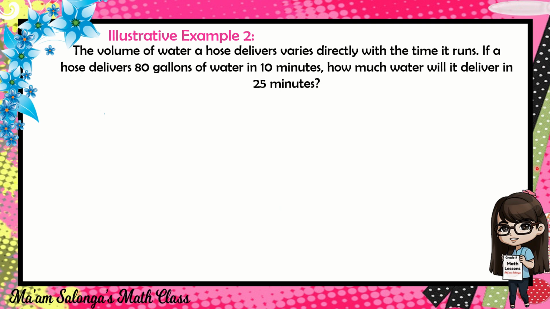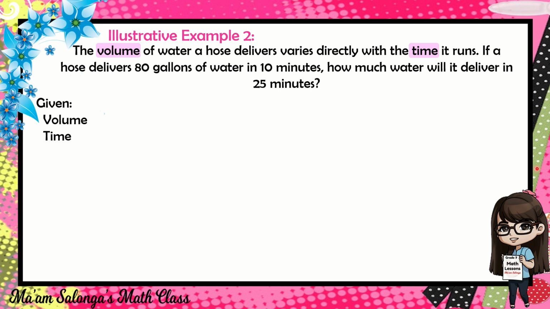Next example. The volume of water a hose delivers varies directly with the time it runs. If a hose delivers 80 gallons of water in 10 minutes, how much water will it deliver in 25 minutes? So let's identify first what are the two quantities that vary directly, and that is the volume and time.